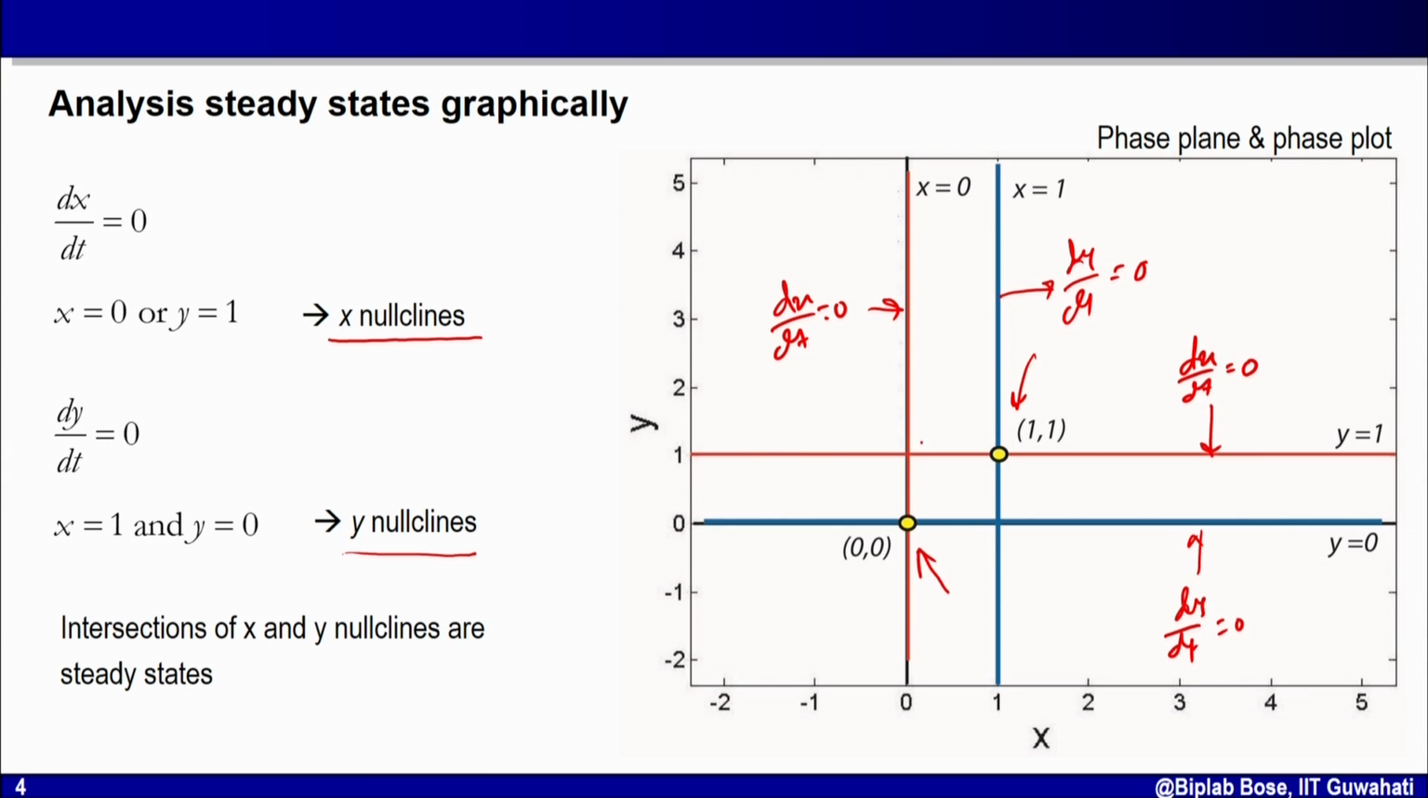Don't confuse with this intersection point of 2 red lines or 2 blue lines. They are intersections of the same type of null line. Intersection of red null lines is the intersection of 2 x null lines, and intersection of 2 blue lines is nothing but intersection of 2 y null lines. We are not interested in them. We are interested in the intersection of x with y null line. So I have 2 such positions where a blue line representing the y null line is intersecting with a red line representing the x null line, and those are (1, 1) and (0, 0).